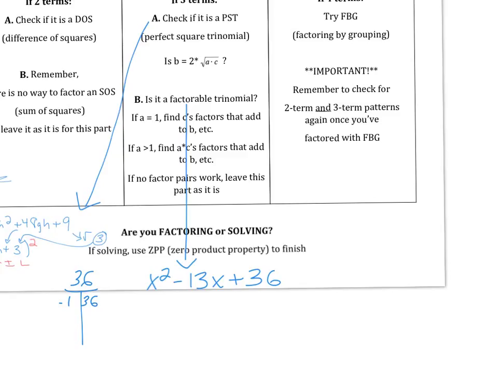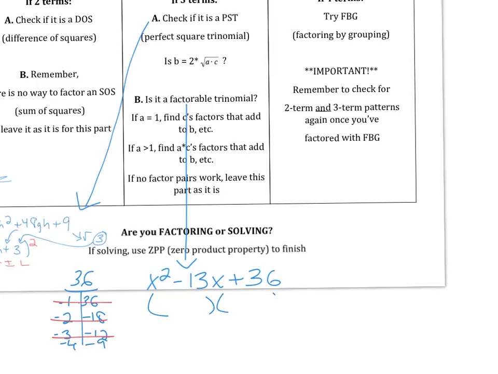Now I need a positive 36, but I need a negative sum. So they both need to be negative. But the sum of those is negative 37. That is not what I need. Okay, let's go to the next pair. Negative 2 and negative 18. That sum is negative 20. Well, we're getting closer, but that's not it. How about negative 3 and negative 12? Well, that's even closer, but no dice. Finally, we're going to be at negative 4 and negative 9, and that is the sum that we need.